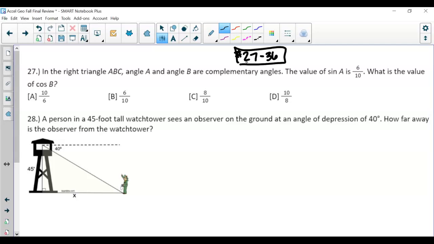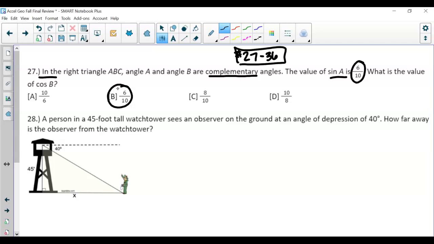So 27 here is focusing again on that sine cosine relationship, right? Where they are complementary, adding up to 90 degrees. And sine of A is the same as cosine of B. That's their relation. So that means if sine of A is 6 over 10, then cosine of B is also 6 over 10. Then, of course, you can draw the picture of your right triangle to see that as well.